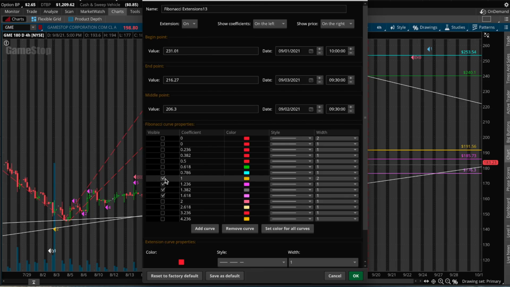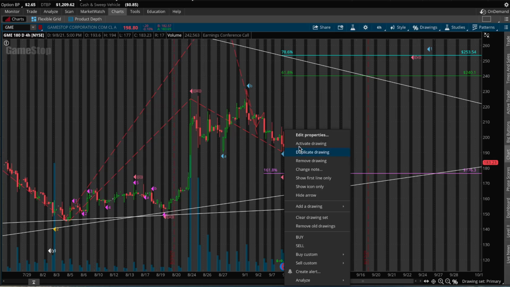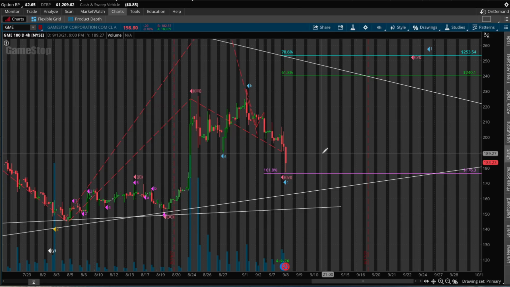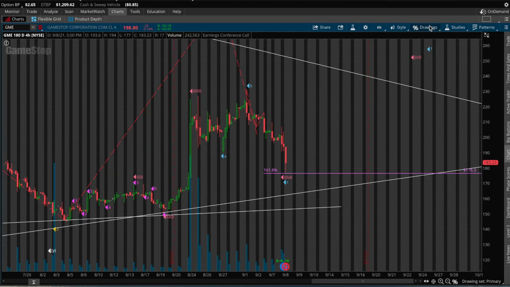Let's take off the 100 and 1236, and just leave the 1618. I believe I outlined this in the last video, or actually no, I didn't. This was before the structure showed me this, but there are two ways to look at it. The way I'm interpreting it in this view is something called an expanding flat. In your corrective phase, you'll have your regular flats, where the B wave will retest the high of the A, and then your C comes down to form parity with the A wave.